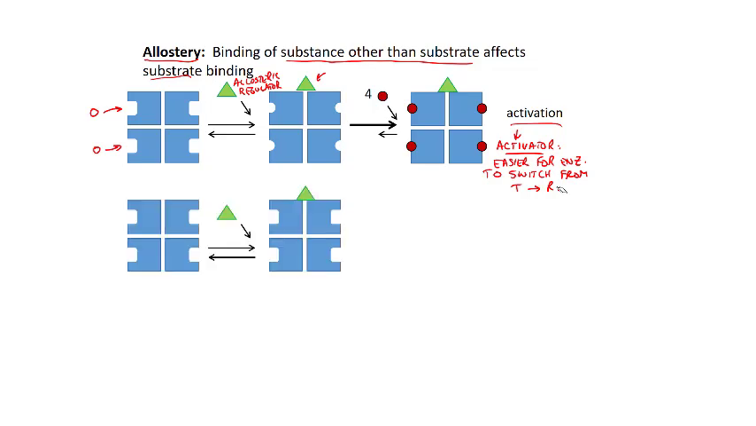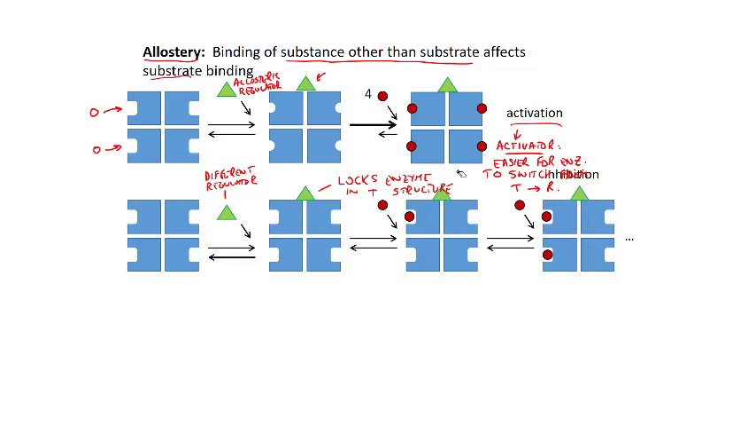And you can imagine a different scenario where a different regulator, probably should have drawn that differently, also binds to some other site, but in this case, it locks the enzyme in the T structure. So that essentially no matter how many substrate molecules bind, we're always in T. So this is a case of an allosteric inhibitor. It makes it harder for the enzyme to switch from the T structure to the R structure.